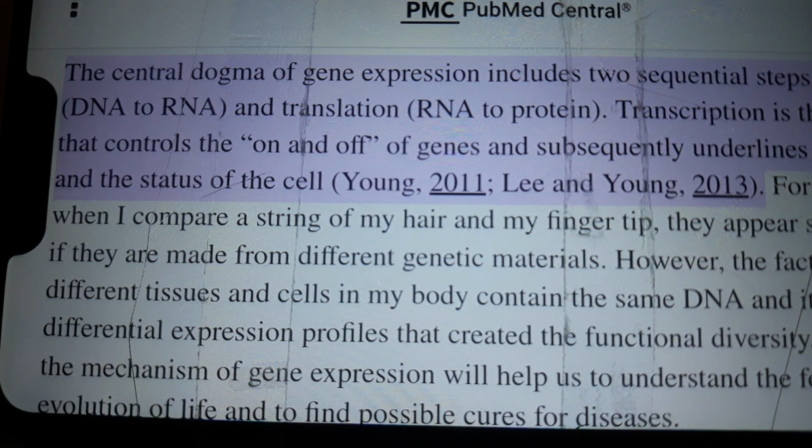The central dogma of gene expression includes two sequential steps: transcription, DNA to RNA, and translation, RNA to protein. Transcription is the key step that controls the on and off of genes and subsequently underlines the identity and status of the cell.